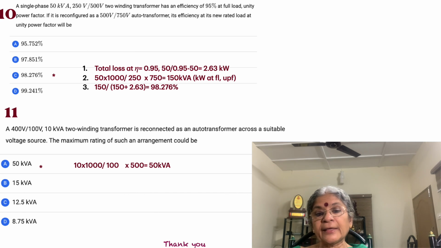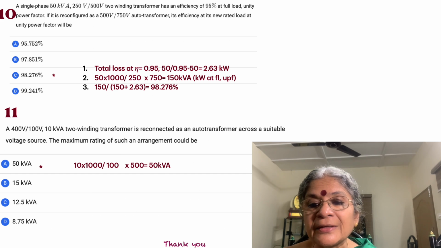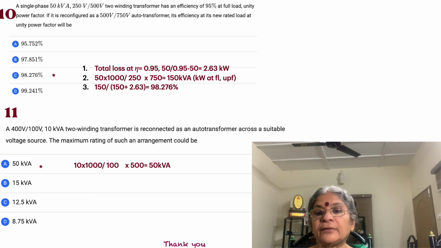Current we had already calculated. The same way we are calculating again: 50 into 1000 divided by 250, the smaller winding, and that multiplied by the highest voltage possible, which is 750. So this is the new capability of the machine, which is equal to 150 kVA. It is kilowatt at full load at unity power factor. Earlier it was 50 kilowatt, now it is 150 kilowatt.